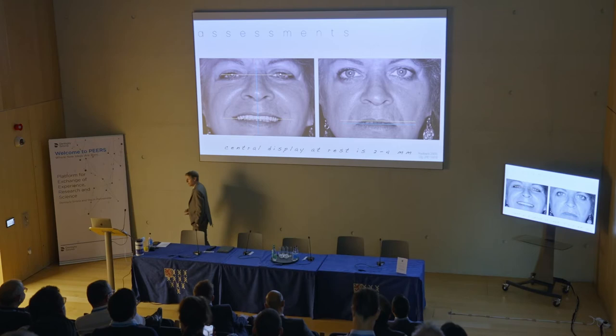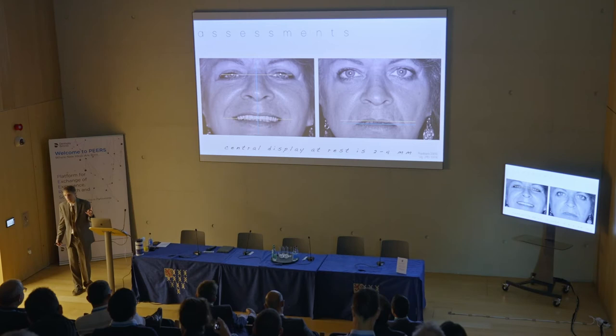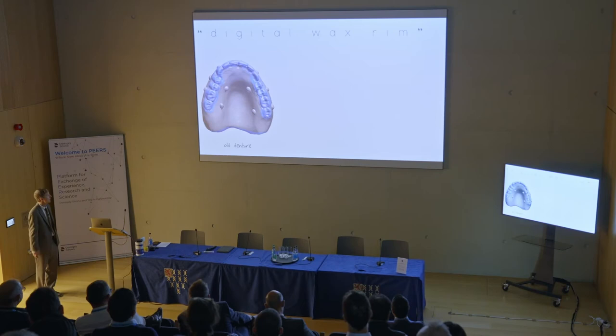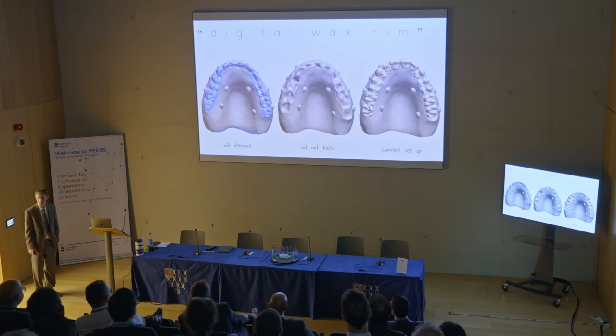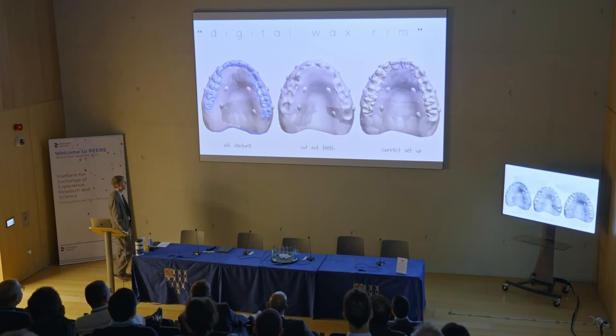So how do you do this with this digital wax rim? We've got this denture in there that doesn't have the teeth which we want. The easiest way I've found to do it is you just scan the denture, as I showed earlier, put it into your software, digitally remove the teeth, and then re-wax new teeth right back on top. It's going to have the same base, everything, and allow you to merge this back into your software.